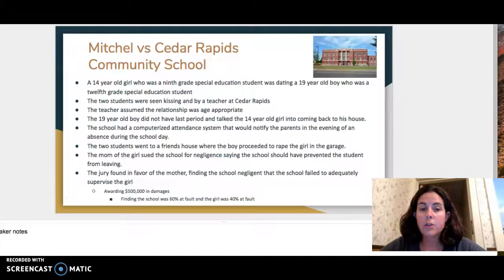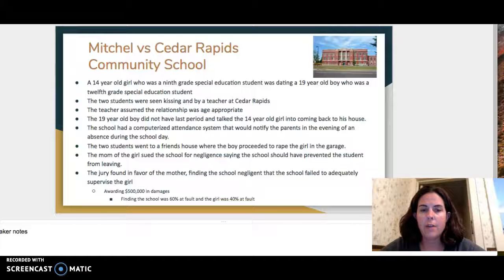They both walked to school, so while they were walking to the boy's home, they stopped at a friend's house and ended up going into the garage of that friend's house where the 19-year-old boy raped the girl. The mom of the daughter sued the school for negligence, saying that the school should have prevented the student from leaving. They should have had buzzers at the door to alert the teachers of somebody leaving, and they should have notified her immediately of the daughter's absence.